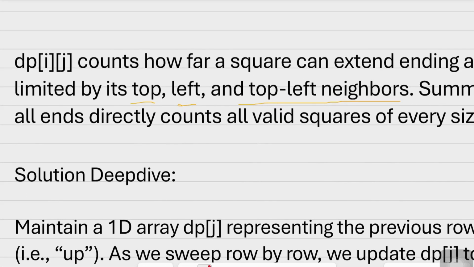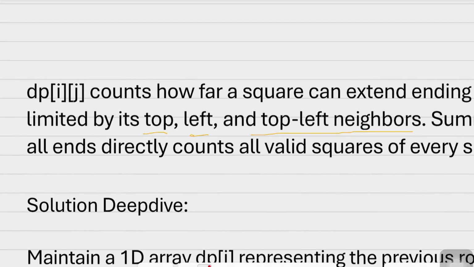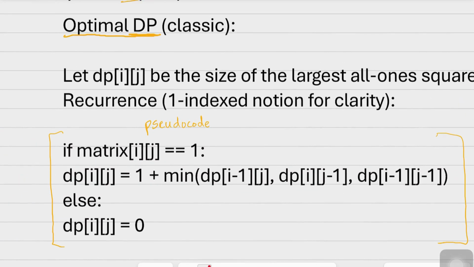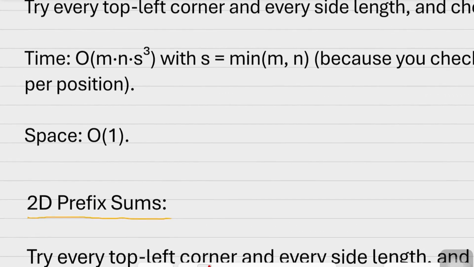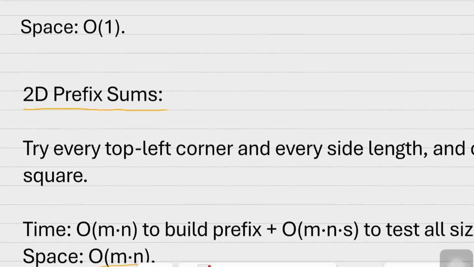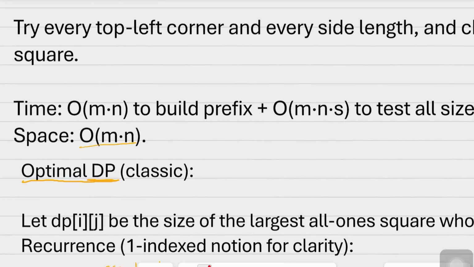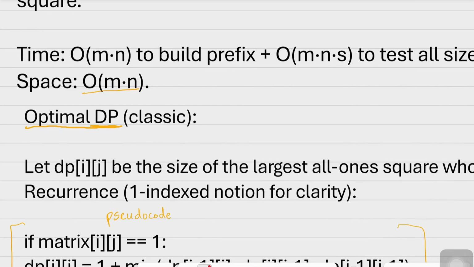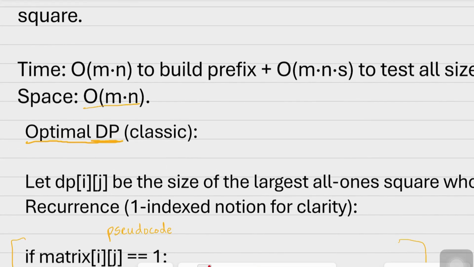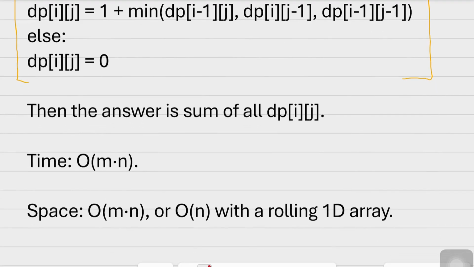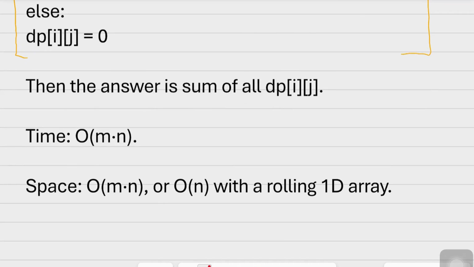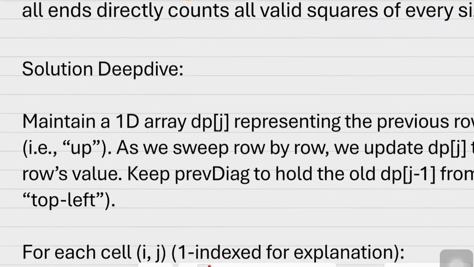Complexity summary for each approach. Brute force checking cells: time O(m times n times s cubed), space O(1). Prefix sums: time O(m times n times s), space O(m times n). DP 2D: time O(m times n), space O(m times n). DP 1D rolling row, optimal: time O(m times n), space O(n).